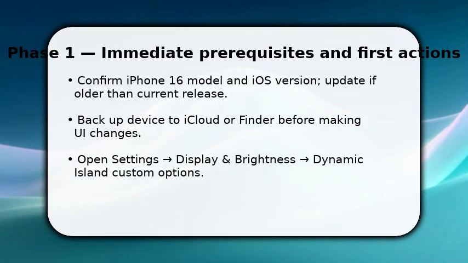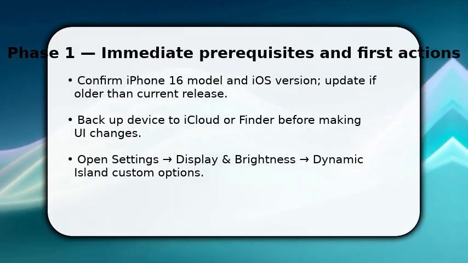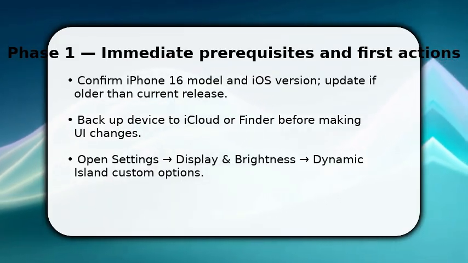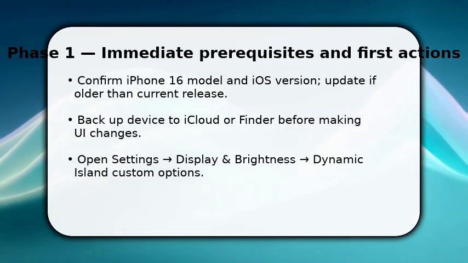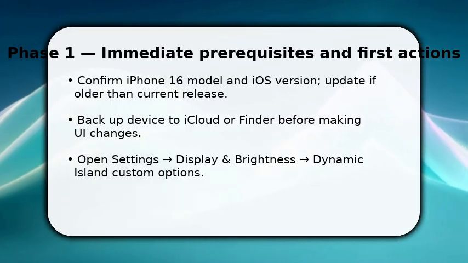You begin by confirming your iPhone 16 and current iOS. This matters because feature availability varies. Once updated, back up to iCloud or Finder so you can revert if needed. Then, open Settings and go to Display and Brightness, where Dynamic Island controls live.